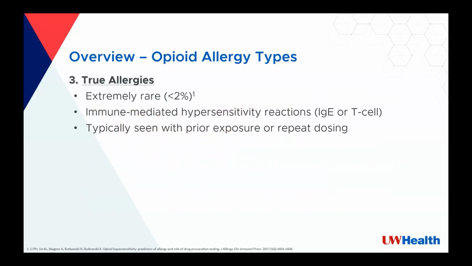Lastly, we have our third type, which are true allergies. So these are extremely rare, as mentioned, occurring in less than 2% of patients. These are IgE or T cell mediated hypersensitivity reactions, and they are typically seen with prior exposure or repeat dosing of opioids. Our symptoms are what we expect from a true allergy, so angioedema, bronchospasm, urticaria, or anaphylaxis.